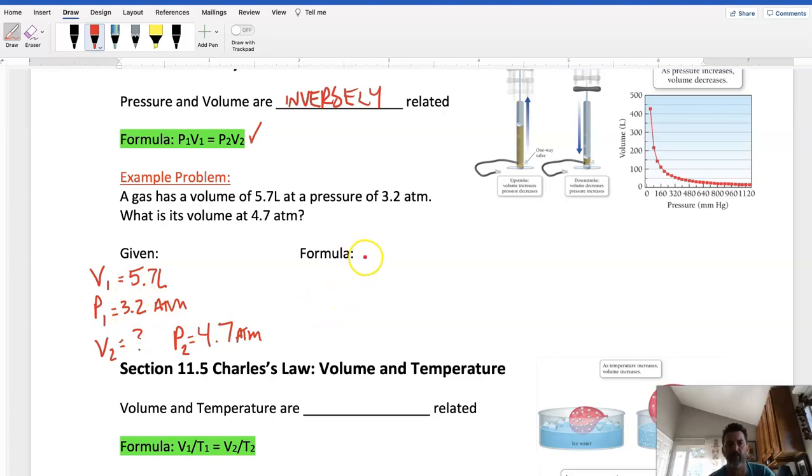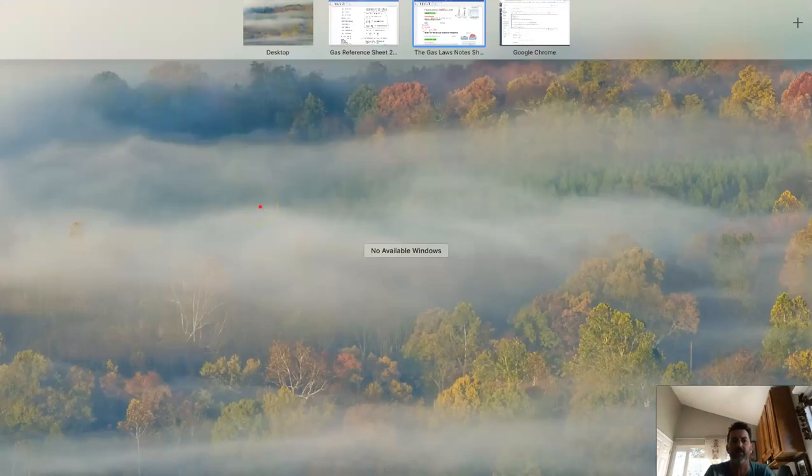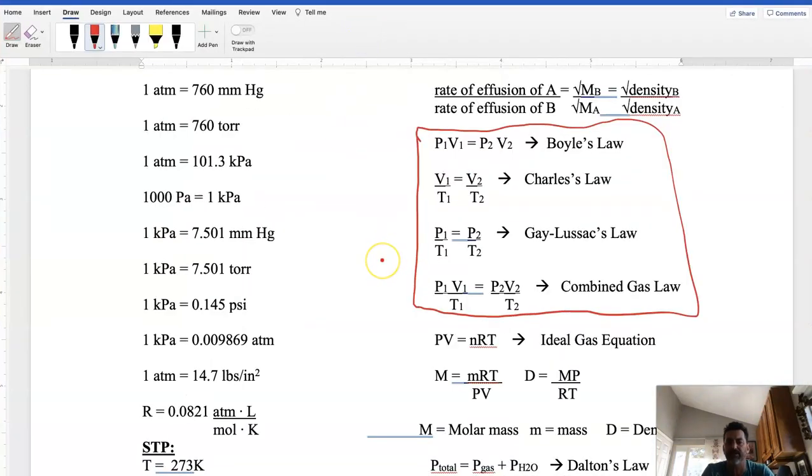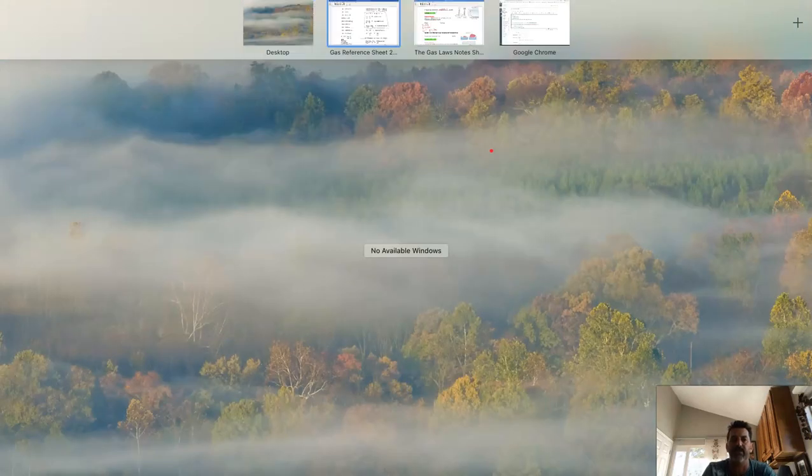Now I'm going to come over to the formula. I gave you the formula right here, but what you really want to do is look at which formula you should use from the reference sheet, because that's really the question that everyone loves to ask: how do I know what formula to use? Well, write out what you have and just look at all these formulas here. I have a P and a V. That means I'm going to be using Boyle's law right here.